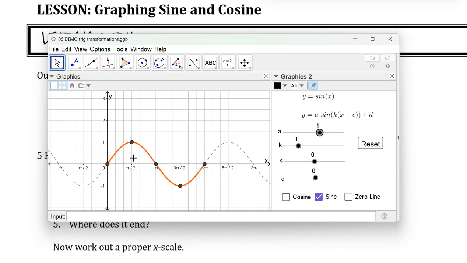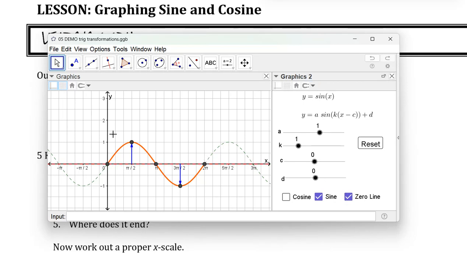is 1. And that's what we're going to talk about: the A value, the K value, the C value, and the D value. That's what it's all going to boil down to, as you can see on the side here as well. I can compress it horizontally or stretch it. And I can move it left and right. And I can move it up and down. And then some combination of all of those transformations will give us all the different versions of the sine curve and the cosine curve. And we talked about this.